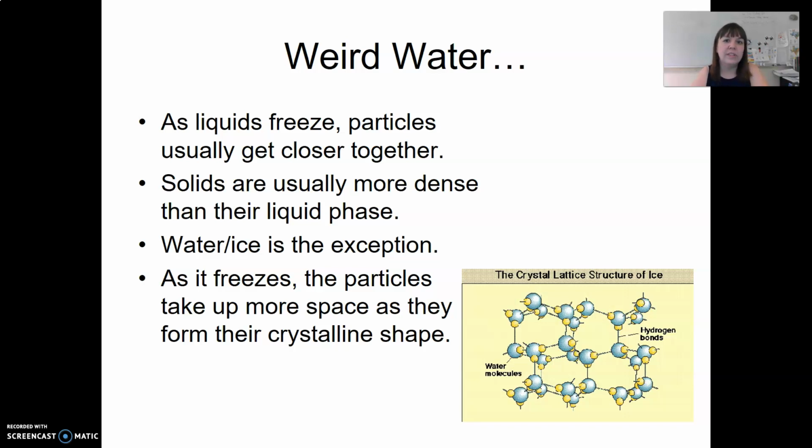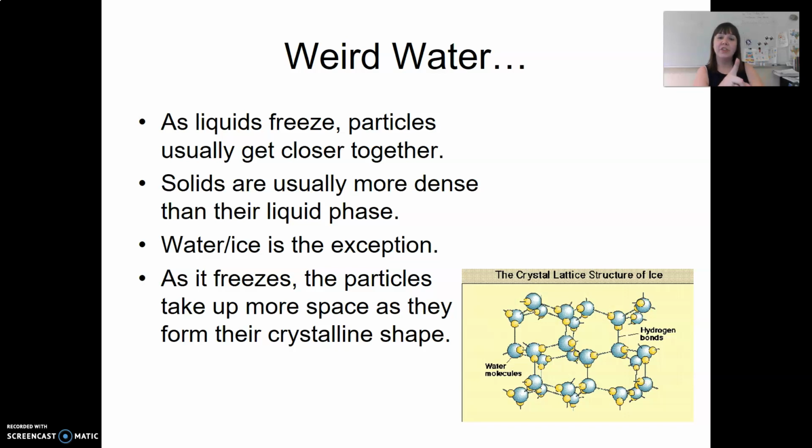Usually when liquids freeze into solids, the particles get closer together and they get more dense, more tightly compacted. Water's an exception. You know, when water freezes, it floats. So when water freezes, it makes that crystal lattice structure that we talked about earlier.